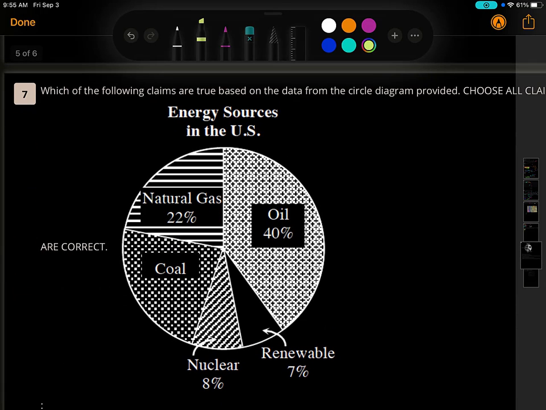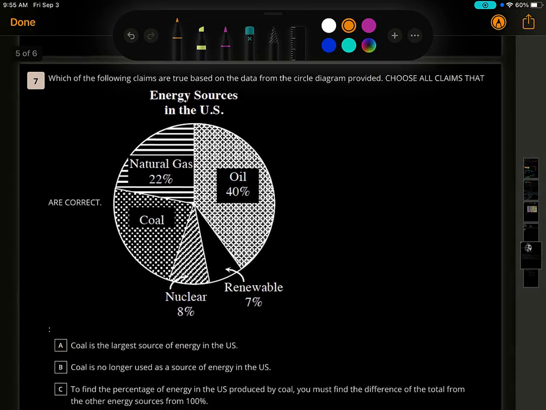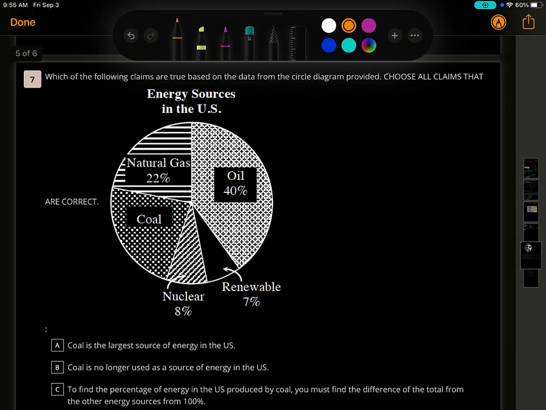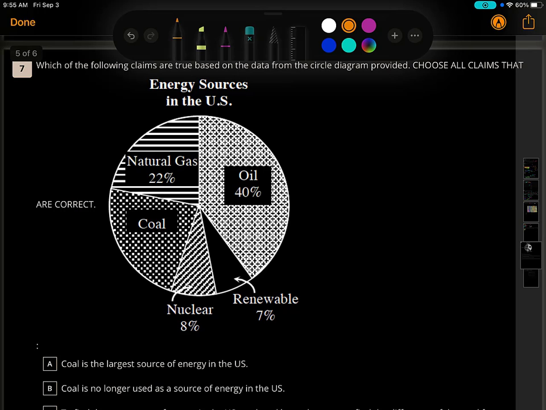Question number 7. Which of the following claims are true based on the data from the circle diagram provided? Choose all claims that are correct.